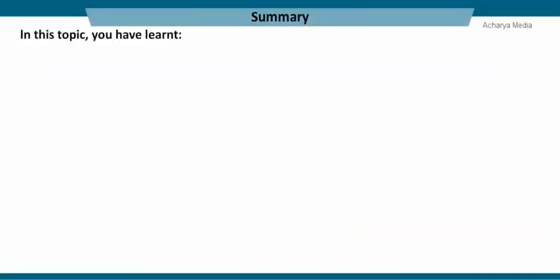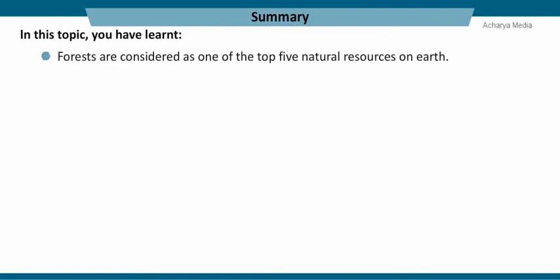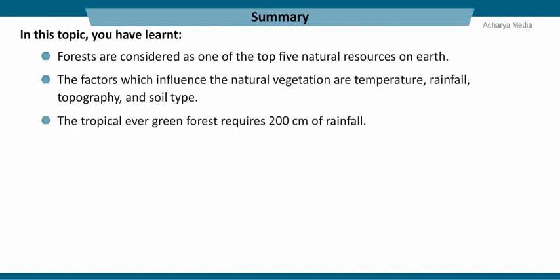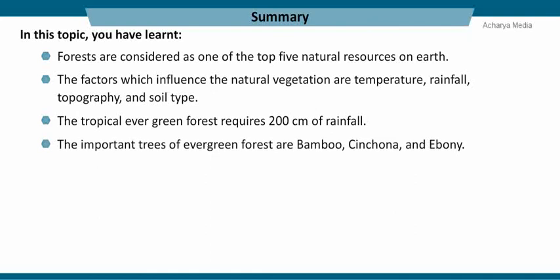In this topic you have learnt: Forests are considered as one of the top 5 natural resources on Earth. The factors which influence the natural vegetation are temperature, rainfall, topography, and soil type. The tropical evergreen forest requires 200 centimeters of rainfall. The important trees of evergreen forests are bamboo, cinchona, and ebony.